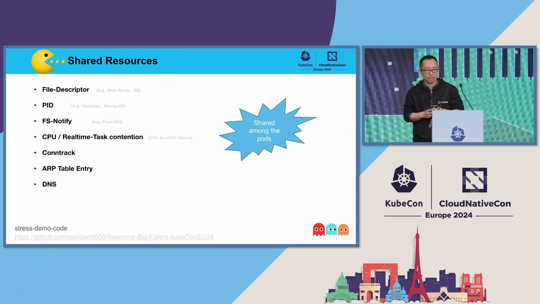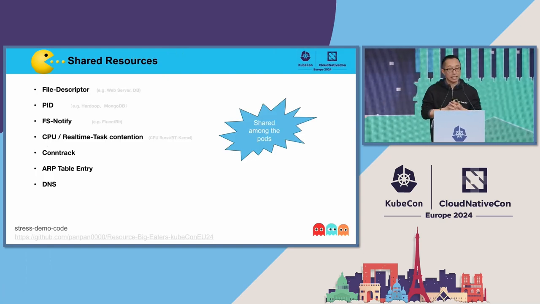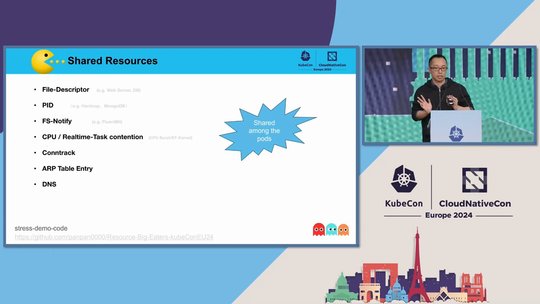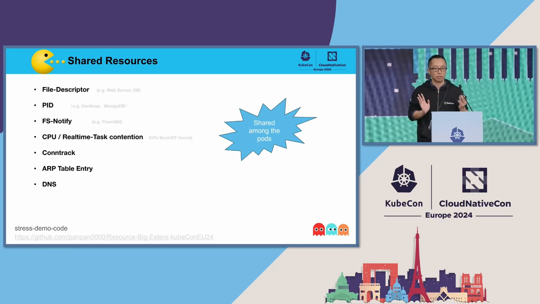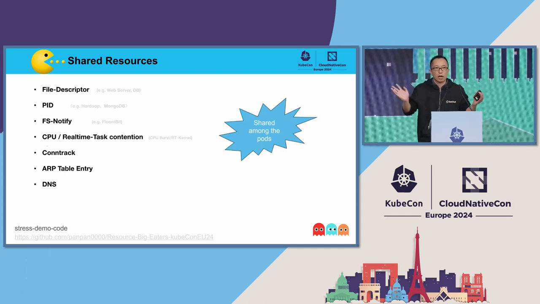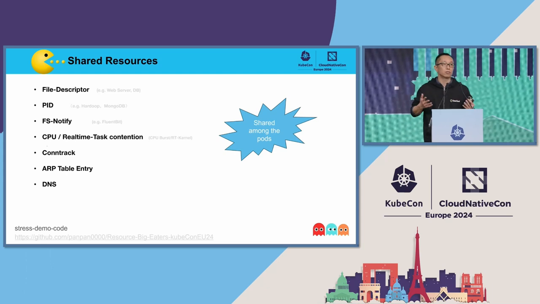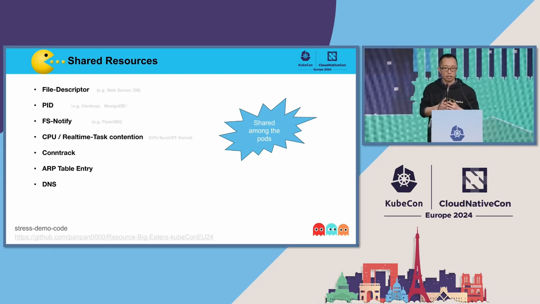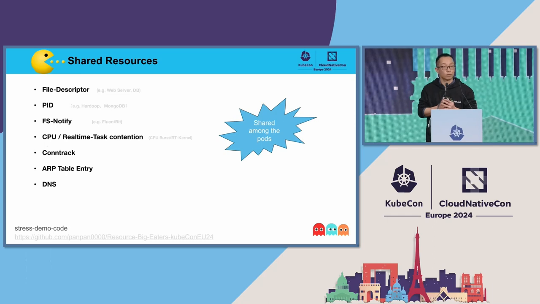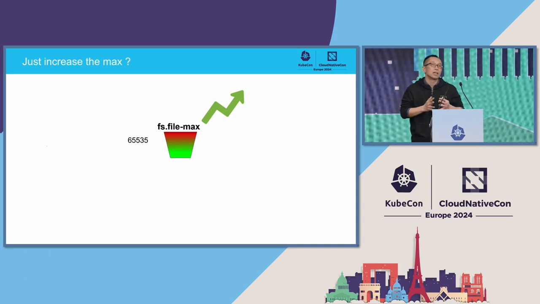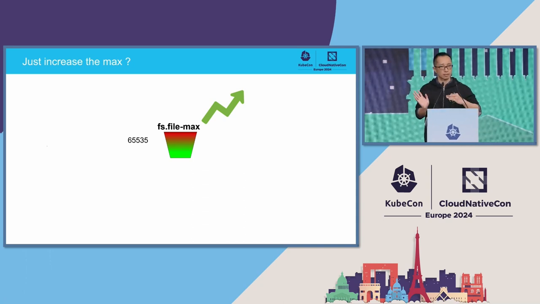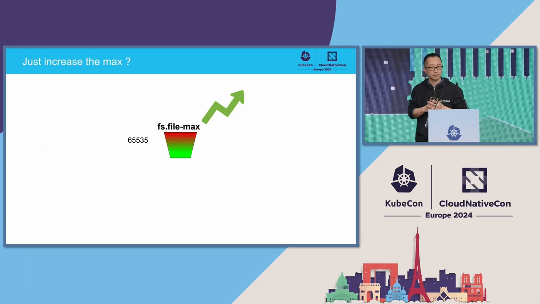Okay, what a pity. So besides the FD, there are some other things shared among pods, like the PID, fs.notify, the CPU time slices, and for the network area, the conntrack, ARP table, and DNS requests. Time is short, so you can refer to my uploaded slide deck for more detail on each of them, as well as the source code. All right, now back to the topic. How to fix it? Could we just increase the maximum value of the kernel parameter?